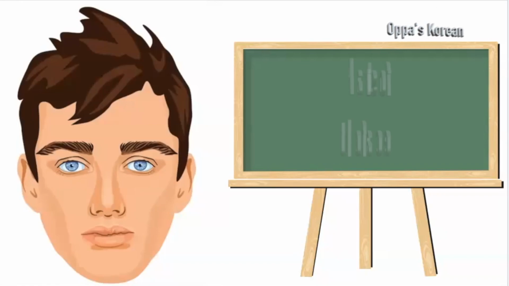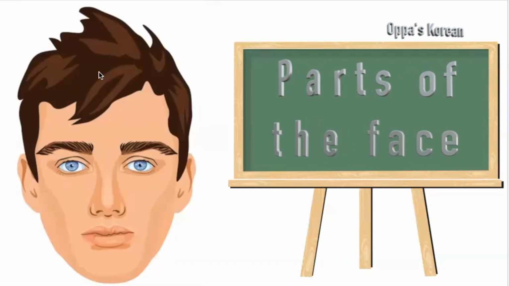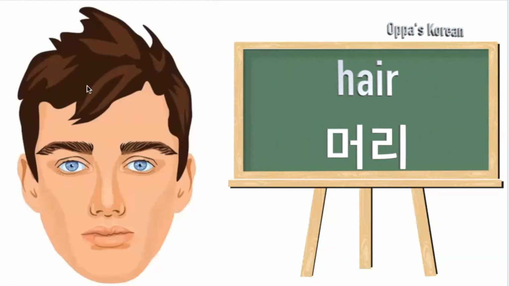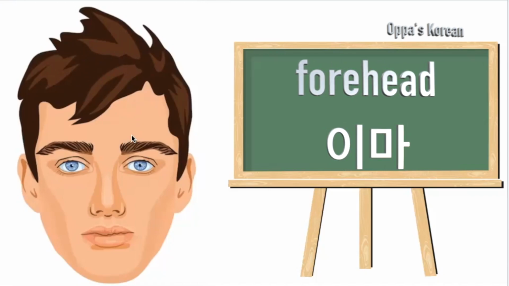In this video, I will talk about part of the face. To begin with, this part, hair. Hair is 머리. This part, forehead. Forehead is 이마.